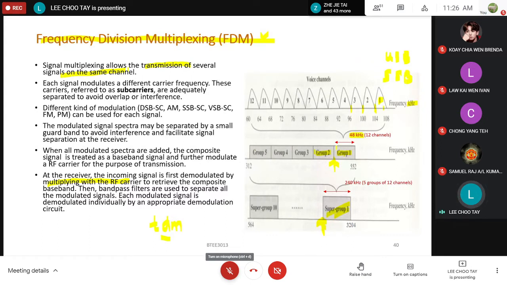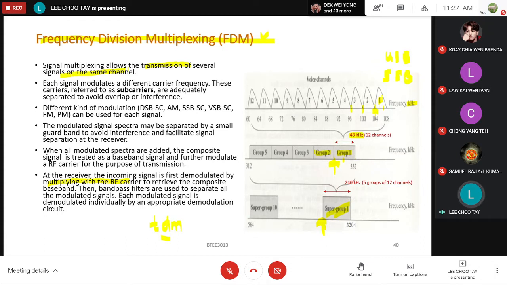Then what I do next is I perform bandpass filtering. After that, I multiply again with this carrier frequency, the one I use here, so that I can recover group one. After I recover group one, I pass it through a bandpass filter to get this group one. Then I multiply again with a carrier of 104 because I want to recover message number one. So again, in the receiver, using synchronous detection, you just need to multiply the incoming signal with the carrier frequency in order to recover the baseband signal.